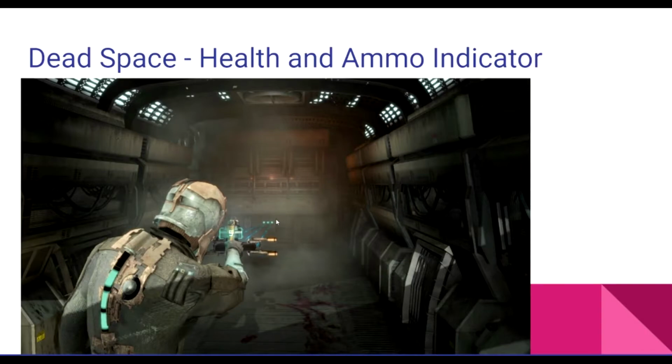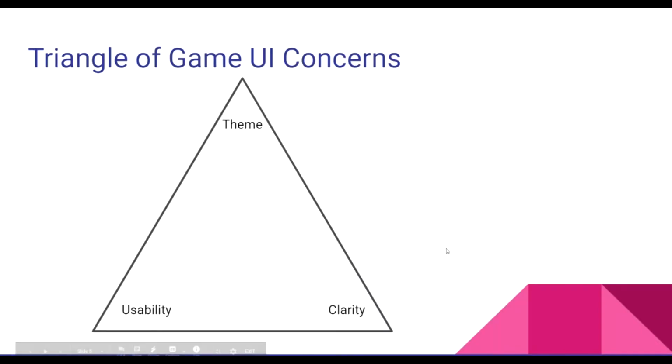So diegetic is something that is either in the game world or explained through the game world. There's even diegetic music. If there is music playing in the game that characters in the game can hear, or that the characters in the game are singing, that's diegetic in the sense that it's in the game world, but also for you as the player. So this would be what I think is the triangle of game concerns: theme, usability, and clarity.